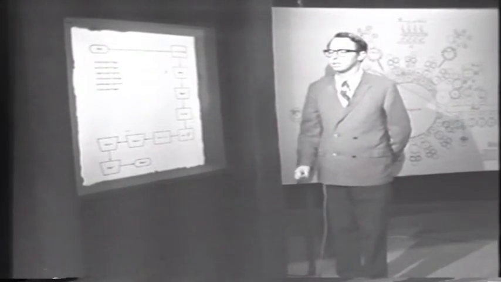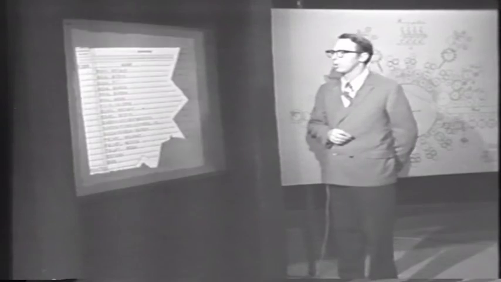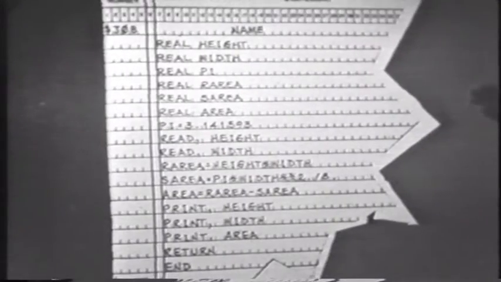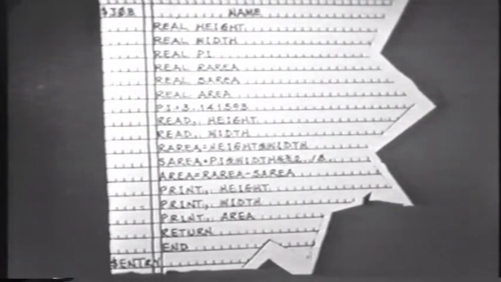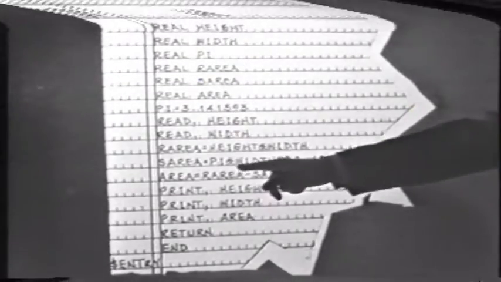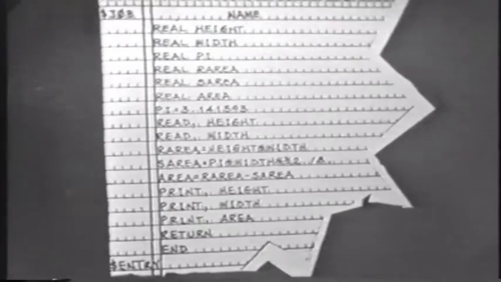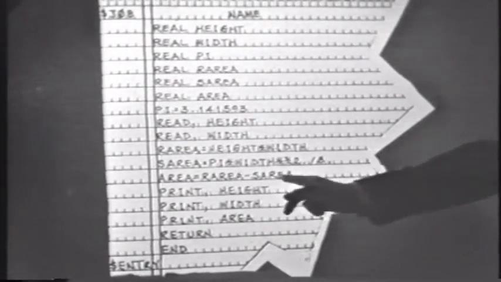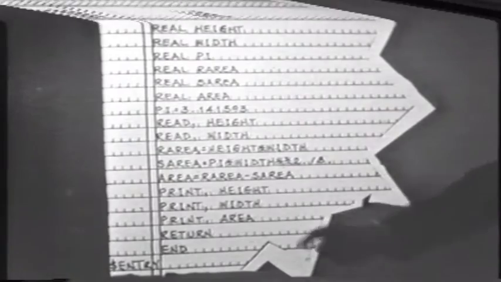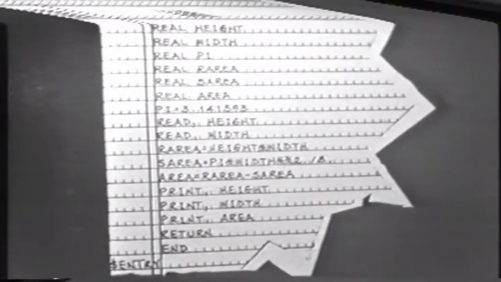Let's look at the coding form for this particular program. We have again real height, real width, real pi, and so on. We've read it, we've put in the value of pi, we read the height, we read the width, we computed this value, the area of the rectangle, the height times the width with the asterisk. We've subtracted the area of that semicircle, which was pi, 3.14, times the width squared, divided by 8. We've taken the area of the rectangle, subtracted the area of the semicircle, put the result in a variable whose name is area, printed out our height, width, and area, returned, and finished the job.